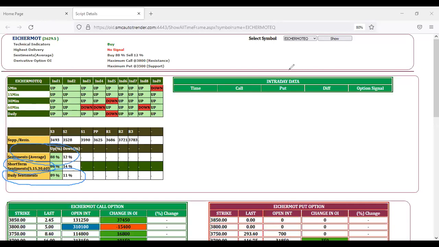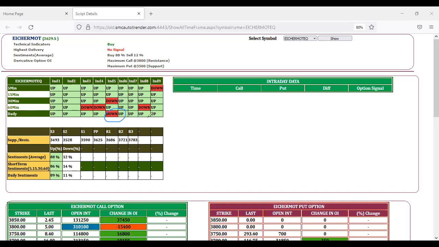So how it will help you in all the things, let's cover. When I talk about daily sentiment, when I'm ready to take the trade, the first thing I look at is how the daily time frame is giving me a clue. So Eicher Motor, for my understanding, is at 89% up. Out of 9 boxes, 1, 2, 3, 4, 5, the fifth one is a down.